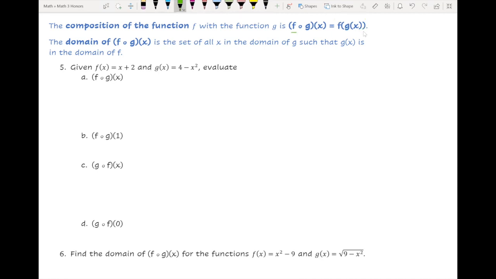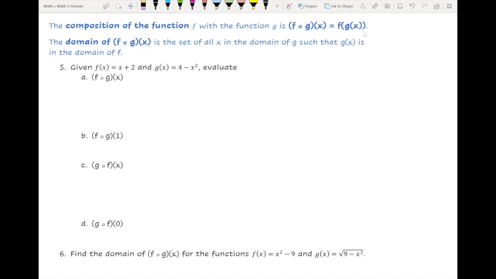Another way to write it is f, that little circle, g of x. It means the same thing. You are subbing the g of x function into the f of x function. Now, what happens with the domain? The domain of f of g of x is the set of all x in the domain of g, such that g of x is in the domain of f.